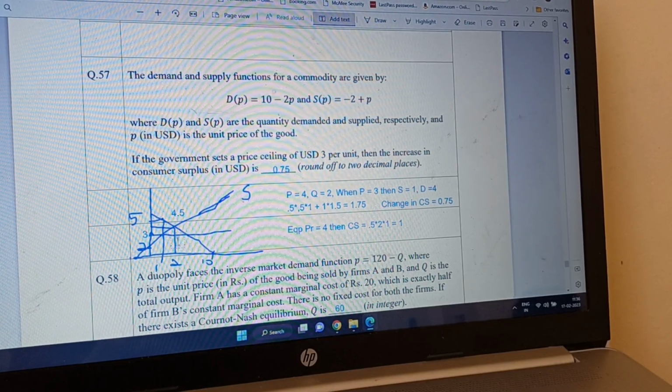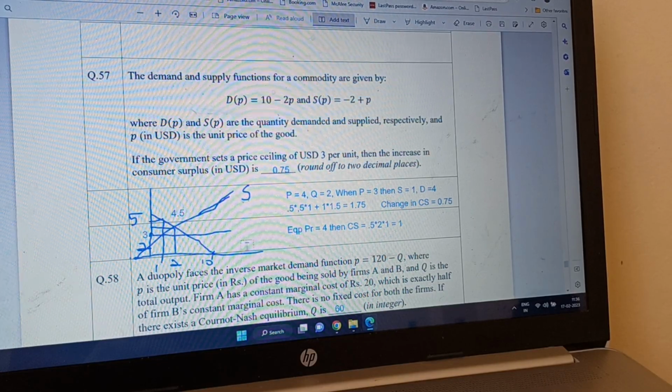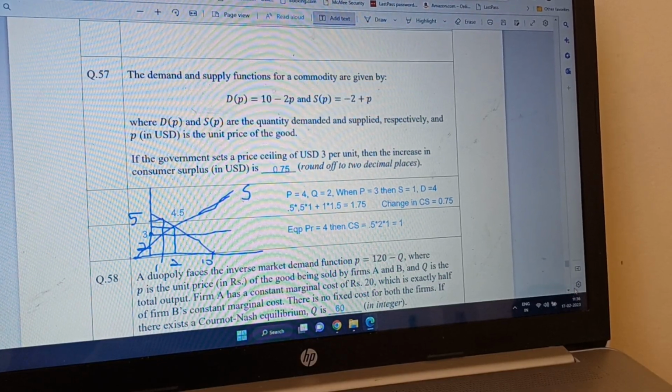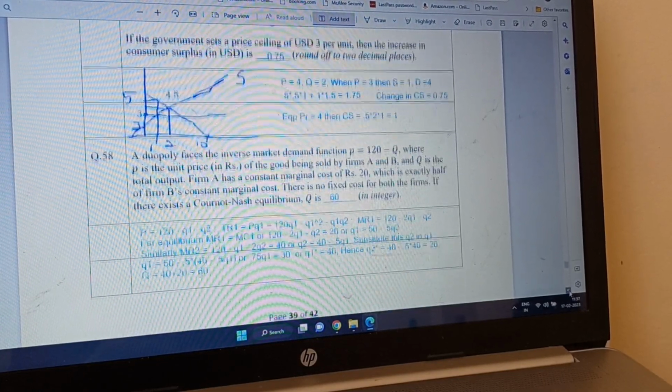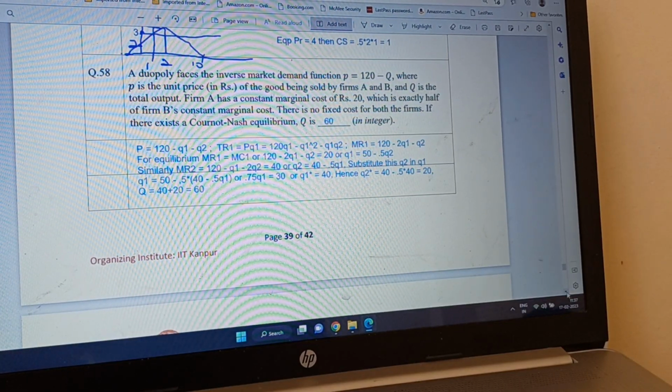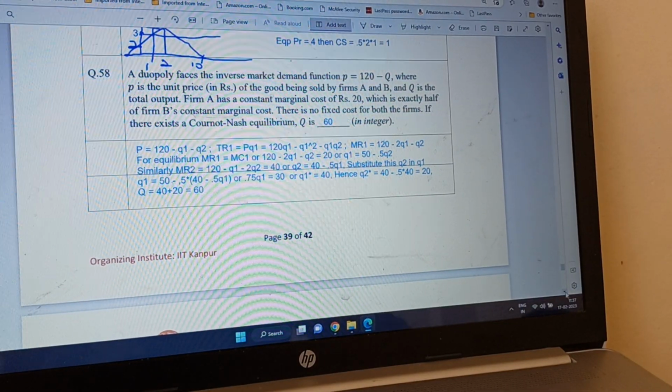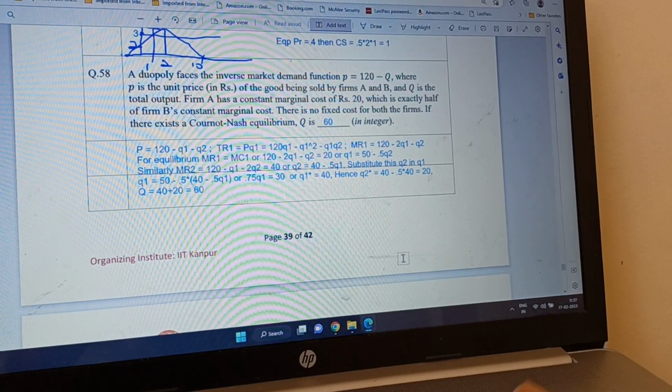I hope you got it with this graph, though this graph is not very clear because I am drawing it by computer and I am new, so I don't know much about it. But anyway, let's go on to question 58.